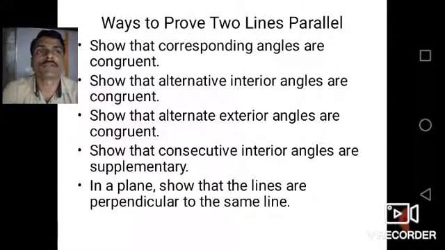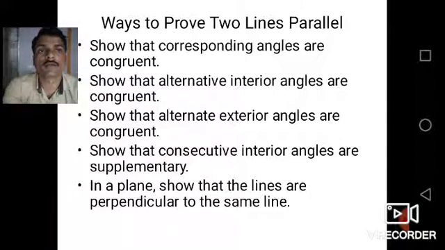Ways to prove two lines parallel. These are the tests of parallel lines. How to prove that two given lines are parallel to each other. If corresponding angles are congruent, then the lines are parallel. If alternate interior or exterior angles are congruent, then the lines are parallel. Or if consecutive interior angles are supplementary, then the lines are parallel.